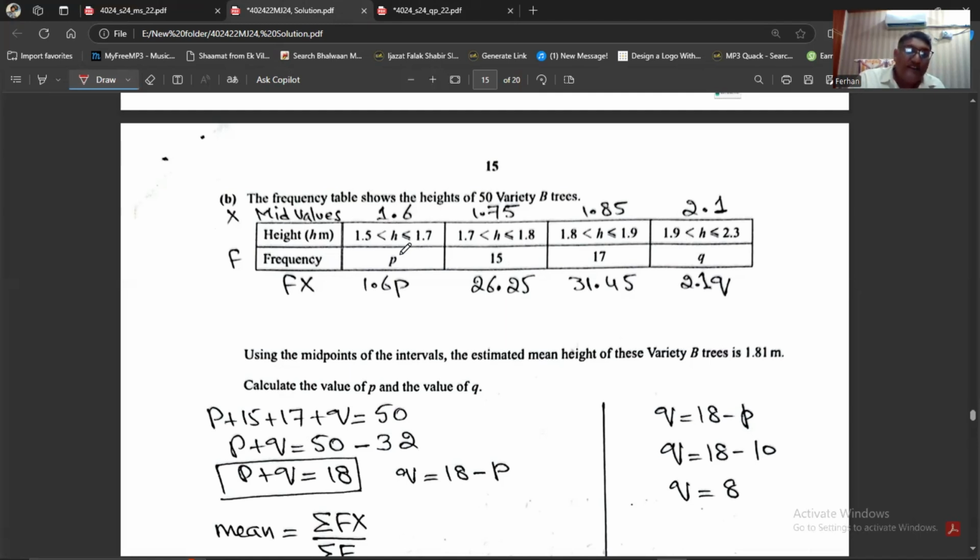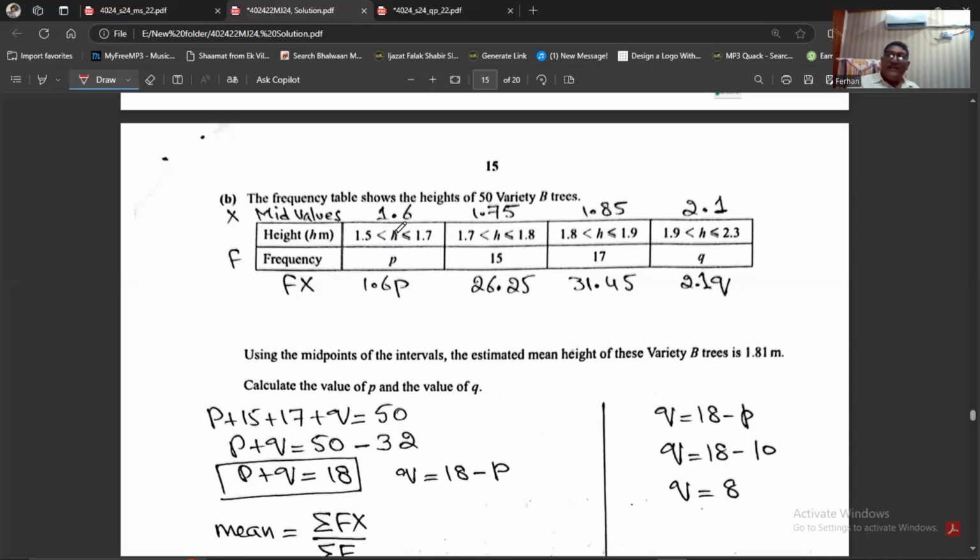So 1.6 multiplied by P is 1.6P. 1.75 multiplied by 15 is 26.25. 1.85 multiplied by 17 is 31.45, and 2.1 multiplied by Q is 2.1Q. Now they say find the value of P and Q. So these are two variables here, P and Q.